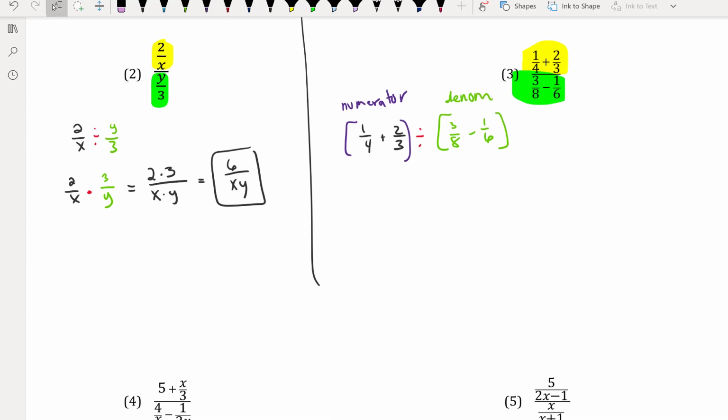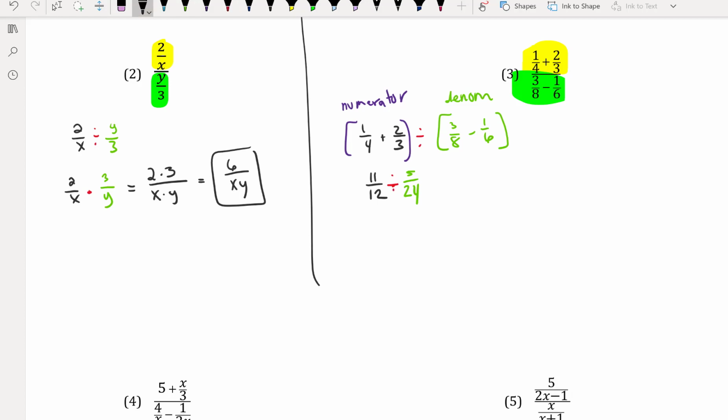I am going to do the inside first. So you can grab your calculator, and I'm going to do 1/4 plus 2/3, and that's going to give me 11/12, which is going to be divided by my green fraction. Again, I'm using my calculator: I have 3/8 minus 1/6, and here I'm going to have 5 over 24. And remember, you still have division.